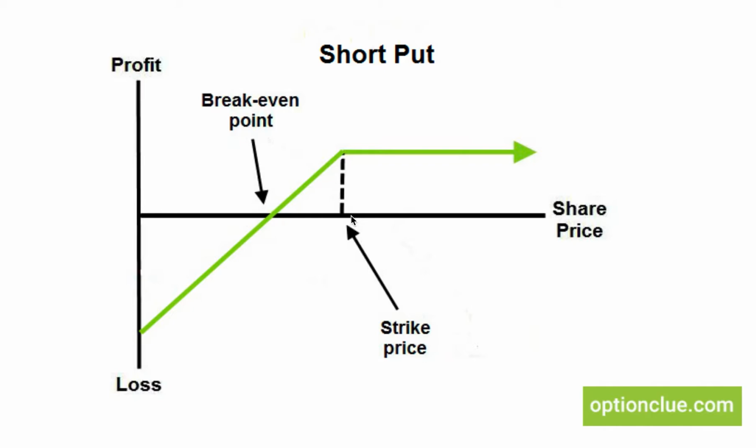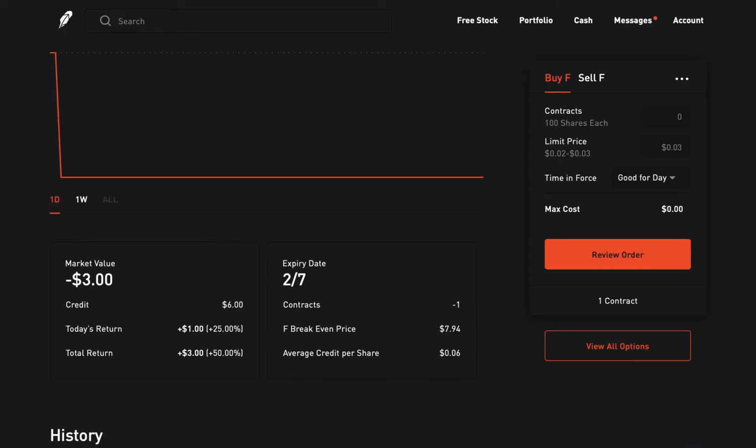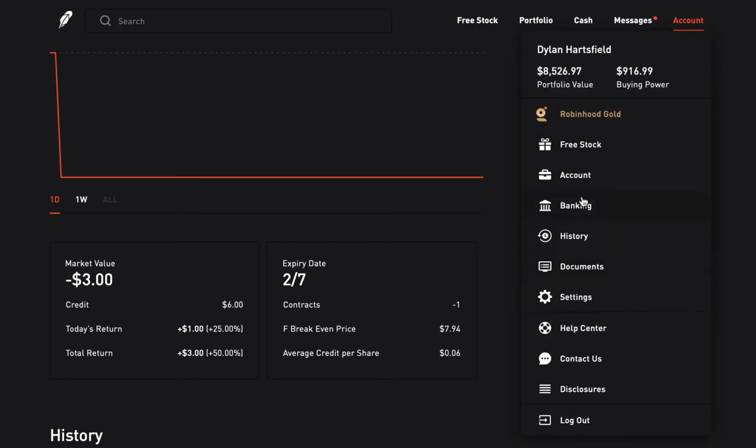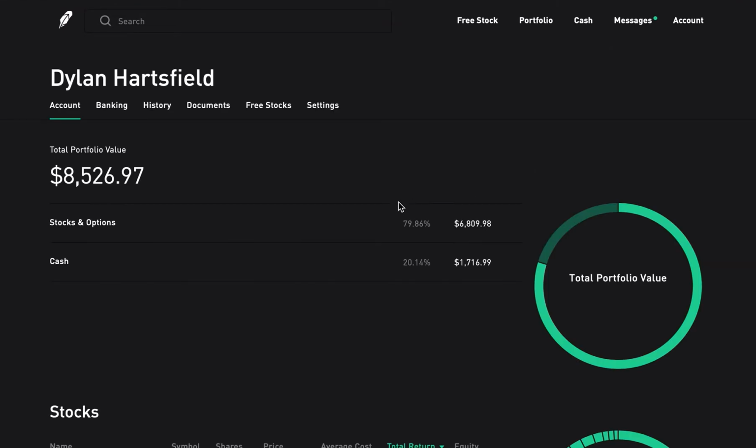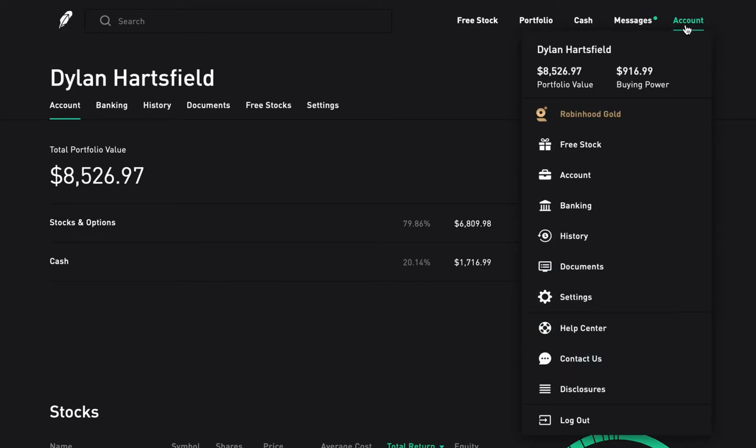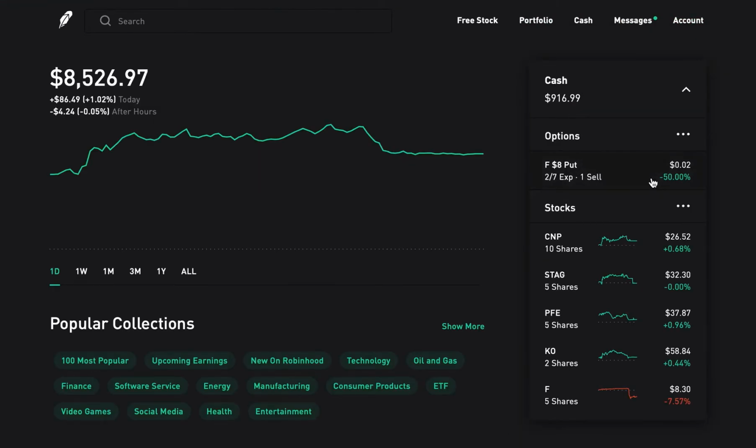So let's say the stock falls between your break-even point and your strike price. Well, you will probably get assigned. And what does that mean? Getting assigned means that the collateral that Robinhood has taken, right here, will be used to buy 100 shares of Ford at your strike price. That will mean for me, I will have 100 shares of Ford at $8 a share. So that's $800 that they use in collateral.